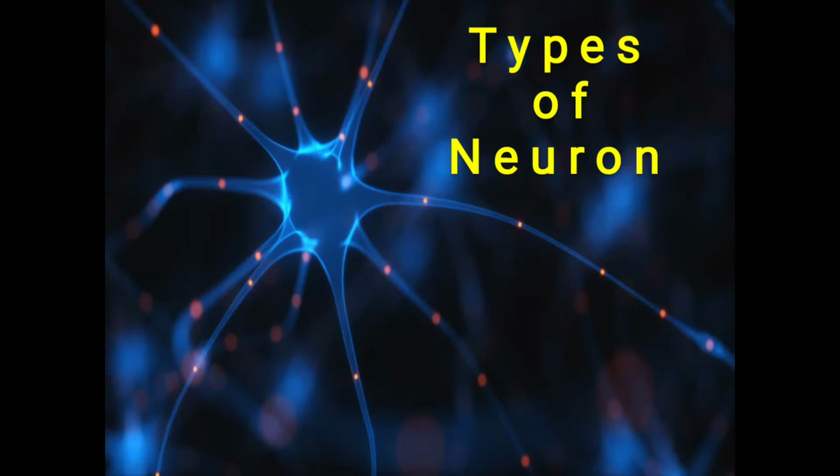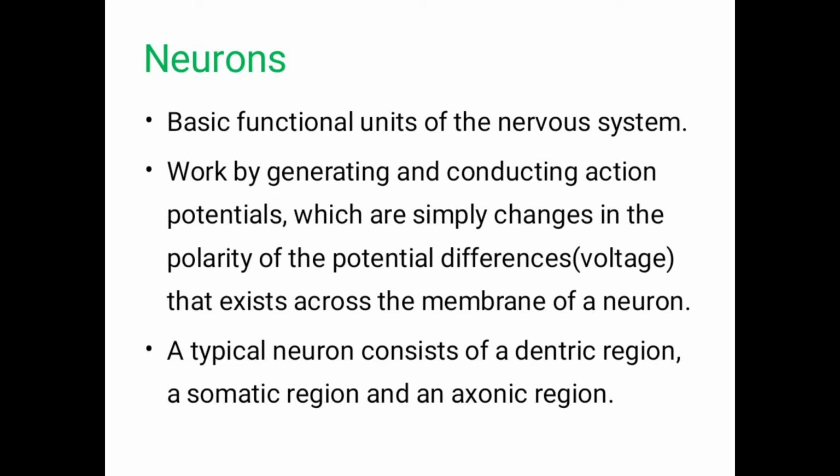Today we are going to discuss types of neuron. As we all know, neurons are the basic functional unit of the nervous system. The nervous system is one of the coordinating and controlling parts of our body, and it consists of the brain, spinal cord and nerves. All these three parts are composed of neurons. The neurons, otherwise known as nerve cells, are the workhorse of the nervous system. They work by generating and conducting action potentials. That means they work by generating and conducting impulses.